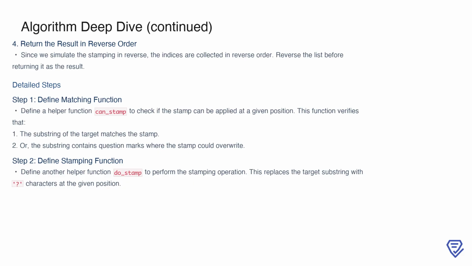To implement this, we define two helper functions. The first is can_stamp, which determines whether the stamp can be applied at a given position. This function checks if the substring at that position exactly matches the stamp or if the substring contains question marks where the stamp can still fit. The second helper function is do_stamp, which performs the stamping operation by replacing the substring with question marks at the given position. These two functions are core components of our solution.